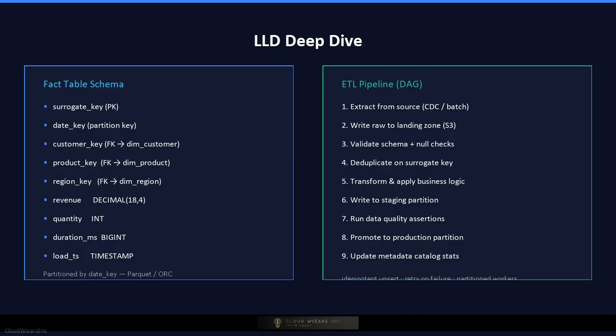The ETL pipeline writes to a staging table first, runs data quality assertions, null checks, range checks, referential integrity, and promotes to the production partition only on success. Idempotency is guaranteed by using upsert logic keyed on the surrogate key. The metadata catalog stores table schemas, partition manifests, column statistics, and data lineage in a relational store, queried by the planner before execution. Query routing sends short queries to a small compute cluster and long-running queries to a large dedicated cluster to prevent resource starvation.